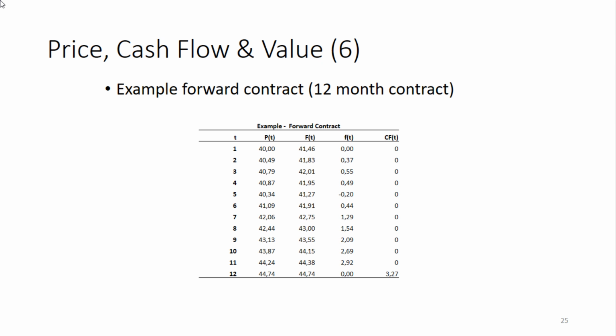And then actually the total value that's built up is the 44.74 minus the 41.46, which is the original agreed price. And at time 12, the total value that has been built up, so the difference between the price that prevails at time 12 minus the price that I agreed upon at time 1, the difference between the two is 3.27. And at time 12, so at the maturity moment, it's actually paid out. So that means that there will be a cash flow of $3.27. Once the cash flow occurs, it means that the remaining value is set back to 0.